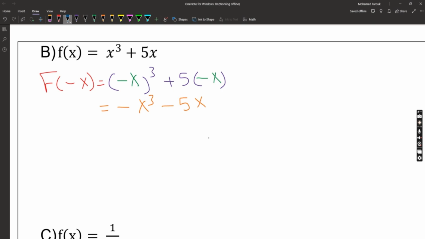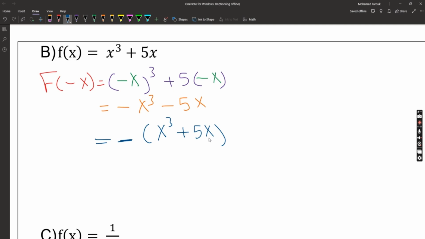Okay, you will ask yourself, is it the same as the original function? No, it's not the same. In this case, take negative as a common sign. Take it every time. When you take negative, negative times what equals negative x cubed? It's x cubed. And negative times what equals negative 5x? It's positive 5x.